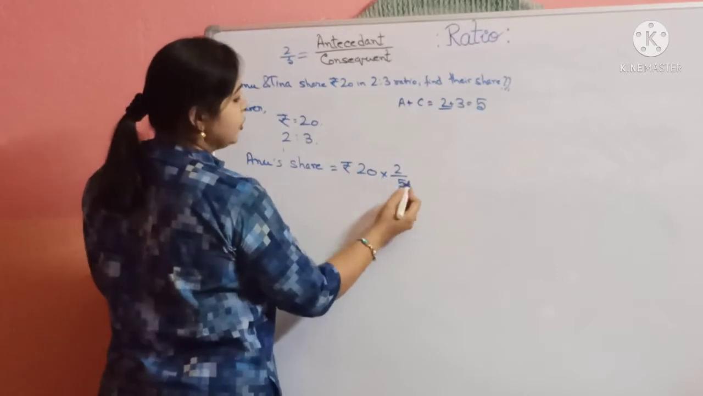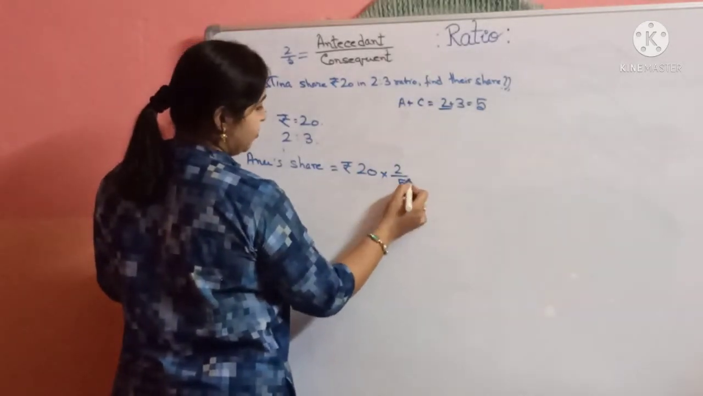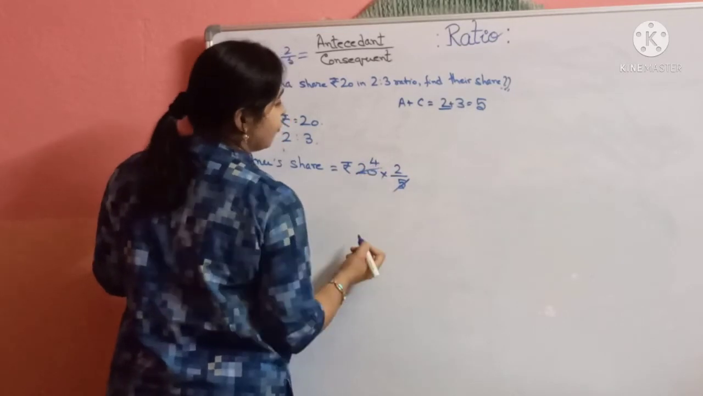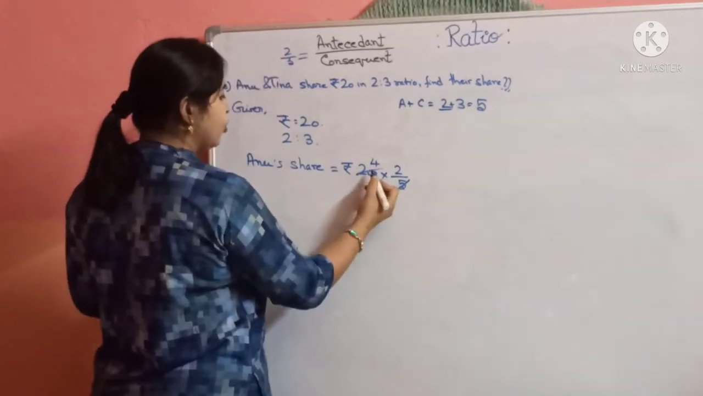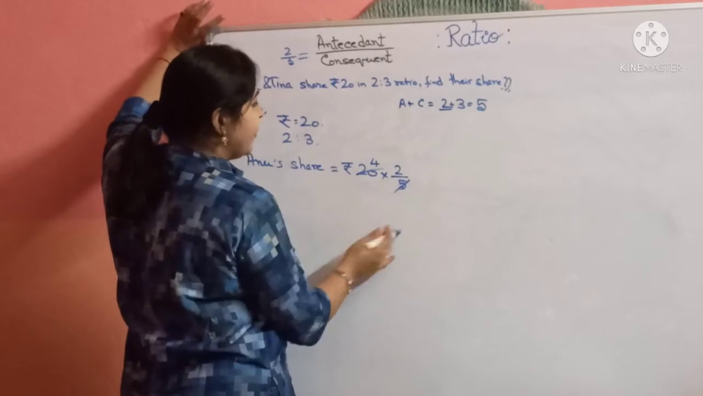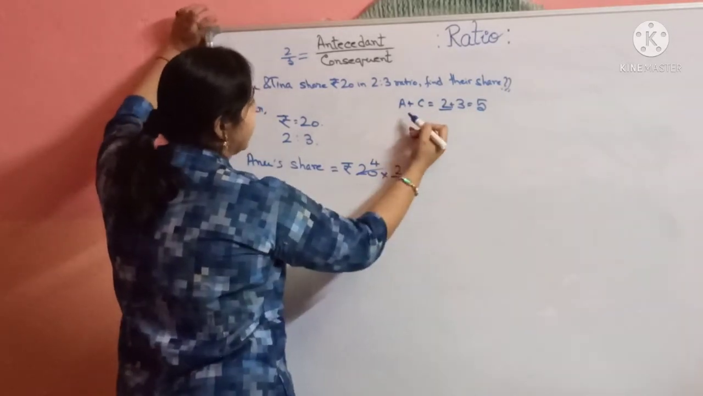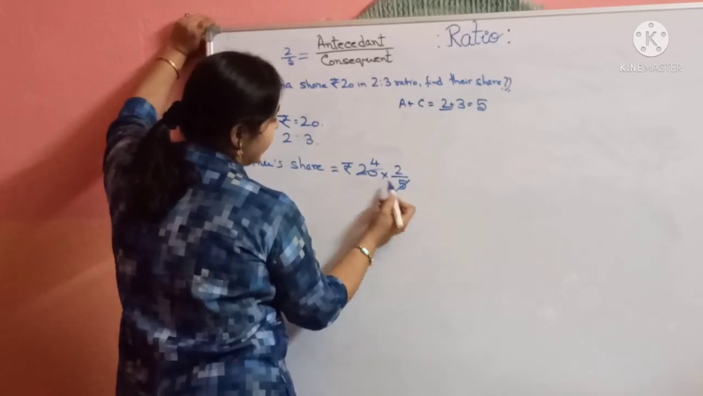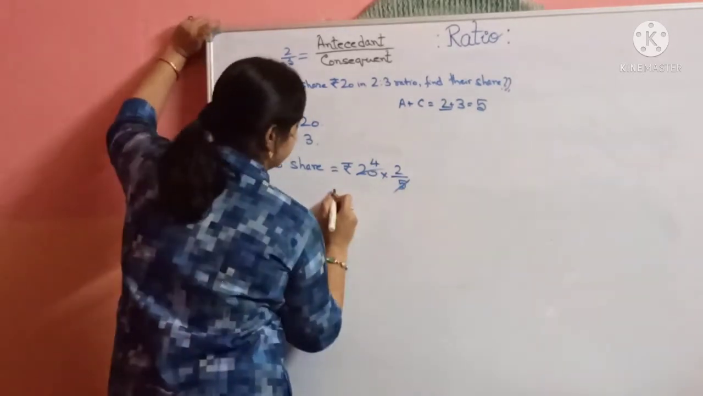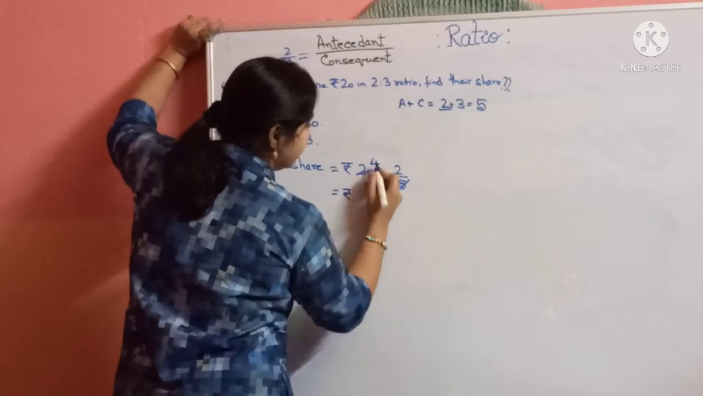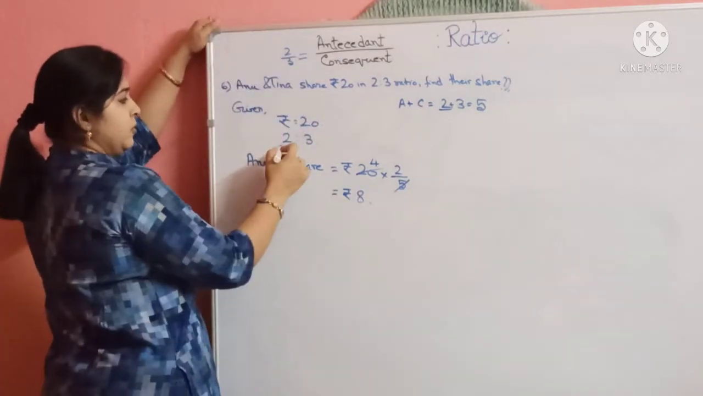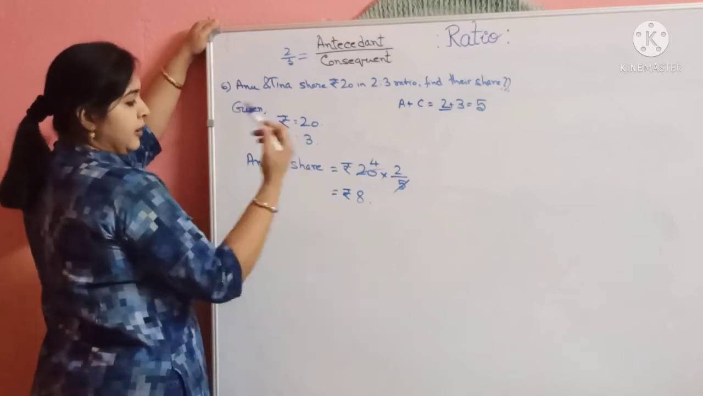Now do the math. Just start it here. Anu's share is rupees 20 into 2 by 5. 5 is the sum of antecedent and consequent. So cut it, 20 and 5, 4. So rupees 4 into 2 is 8. So Anu's share comes to 8.